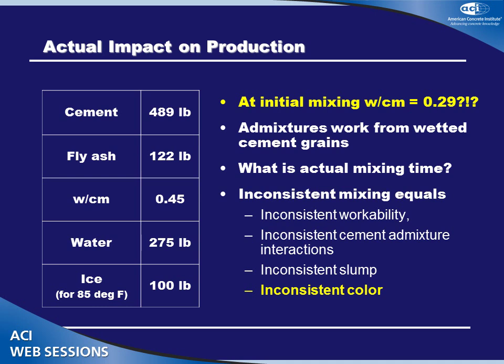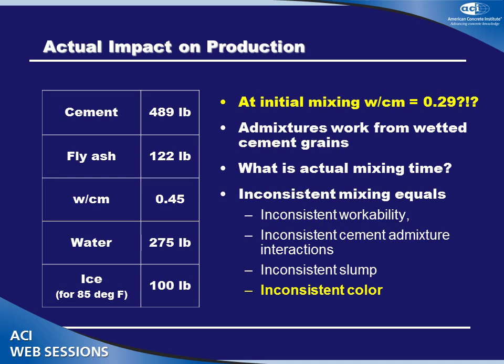which meant the initial mixing water cement ratio at batching was 0.29. Well, no, wait a second, Rich. The ice was in, 100 pounds. That's water. Yes, in solid form. It doesn't really count as water because it's still solid, which meant I had an initial mixing water cement ratio of 0.29.